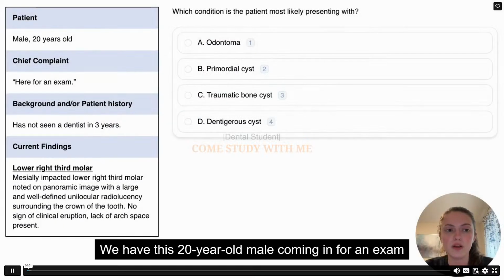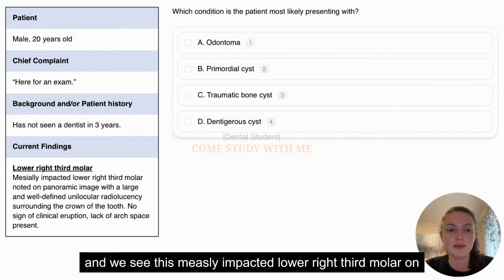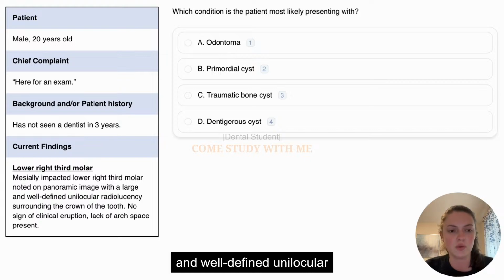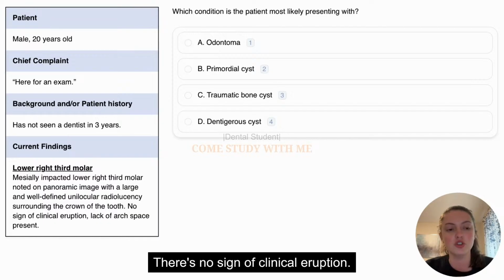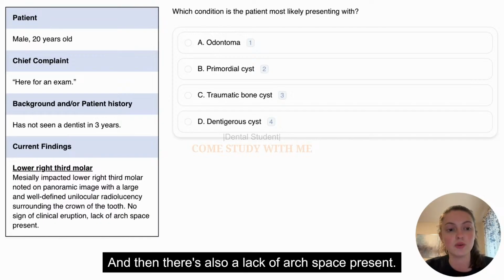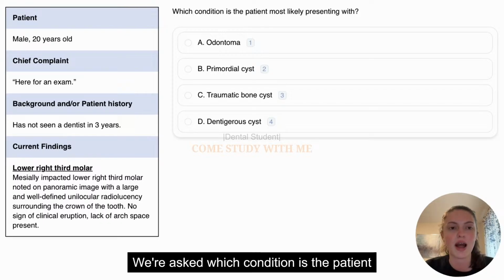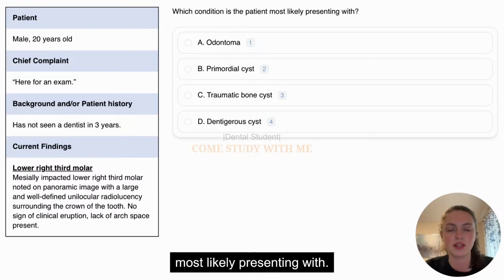We have this 20-year-old male coming in for an exam, and we see this mesially impacted lower right third molar on the panoramic image, and it has a large and well-defined unilocular radiolucency surrounding the crown of the tooth. There's no sign of clinical eruption, and there's also a lack of arch space present. We're asked which condition the patient is most likely presenting with.